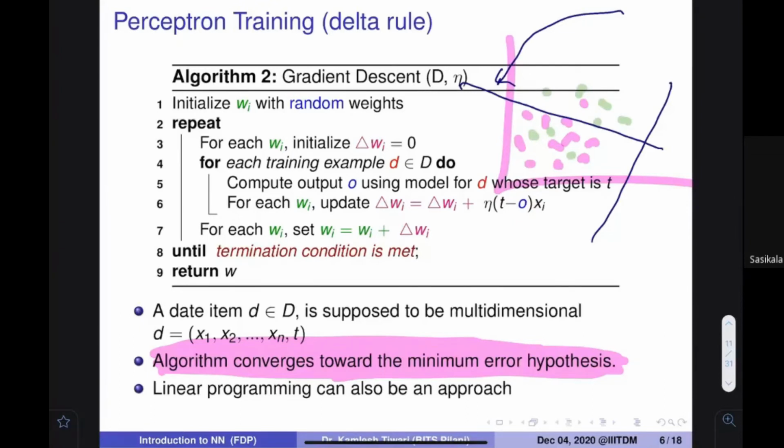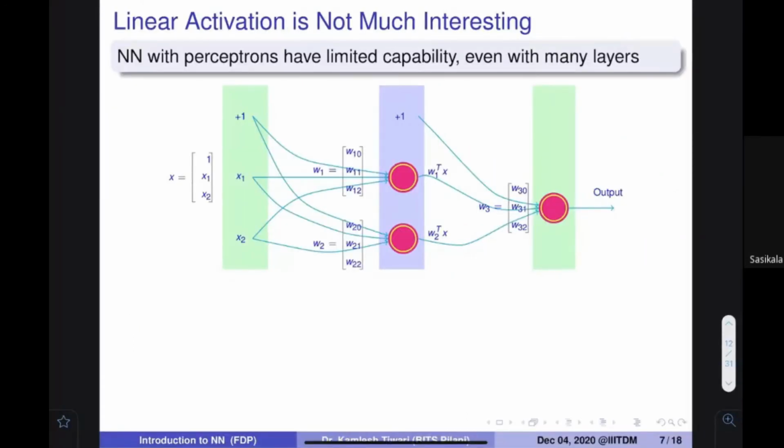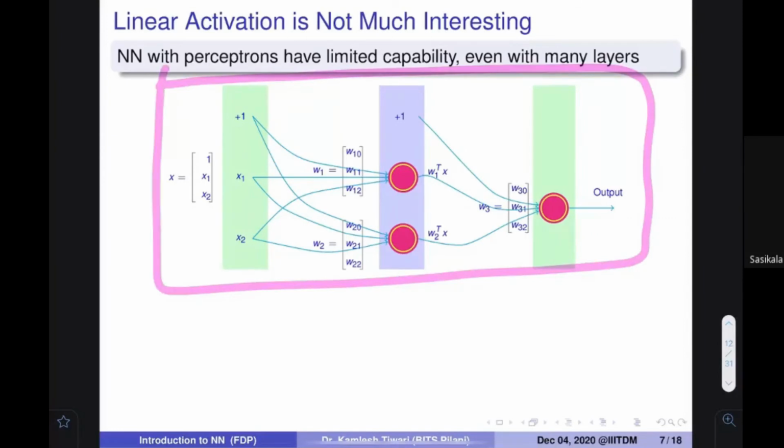Now I want to spoil your understanding, by asking this particular thing. What is this? Can anybody write? It's a neural network. One hidden layer, one output layer, and one input layer.